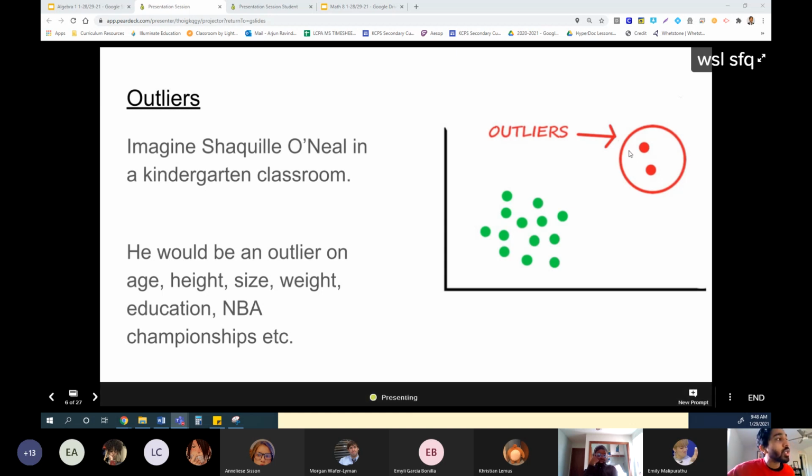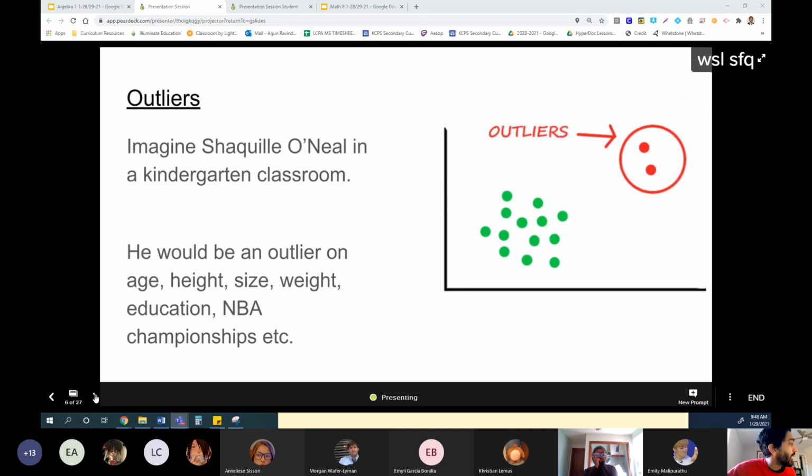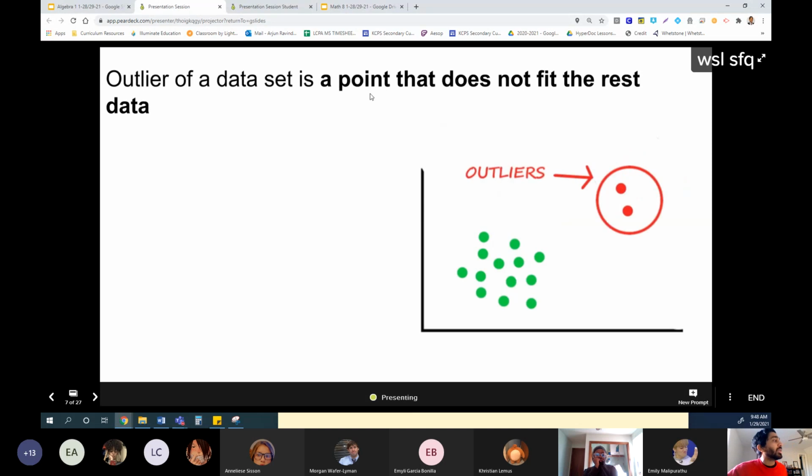He's an outlier. So if you think about this graph, the cluster here is the ages of the kindergartners, and maybe this is Shaq and this is the teacher or whatever. That's Shaq and that's the teacher. We don't know. But outliers are points that do not fit within the rest of the data set on a, what is it called? A scatter plot. So please copy down this definition here. An outlier of a data set is a point that does not fit the rest of the data.